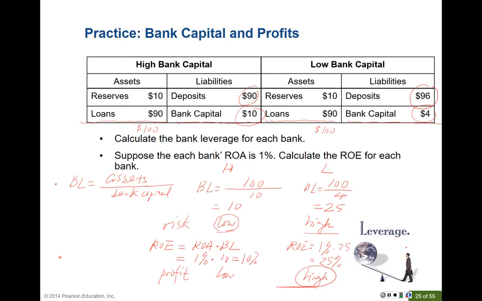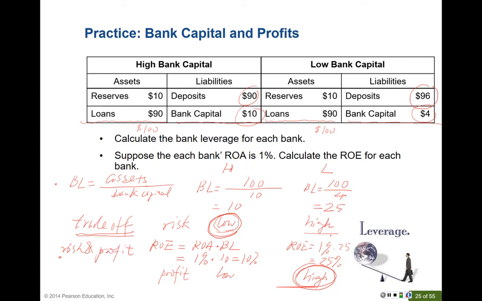Then you may ask the question, which bank are you going to choose? You actually face a trade-off. If you want to choose the bank with the lower risk, you choose the high bank capital. If you want to choose the bank based on the profit, the low bank capital generates a higher profit, 25%. So that's the trade-off everyone needs to understand here: the trade-off between the risk and the return or profit.